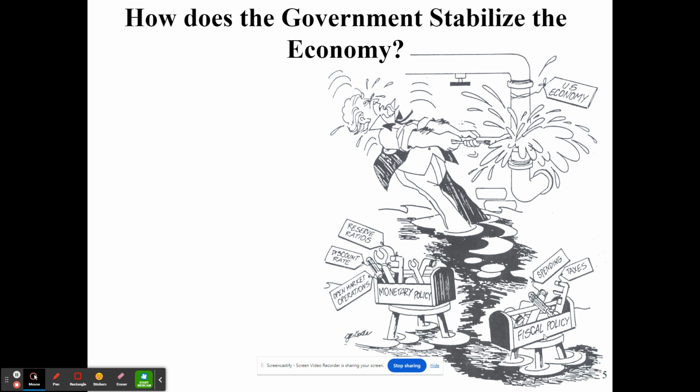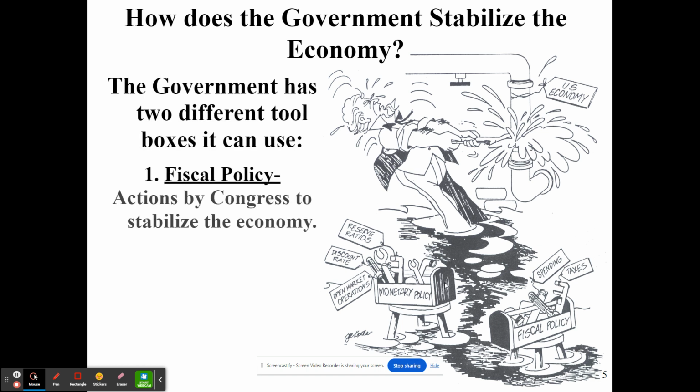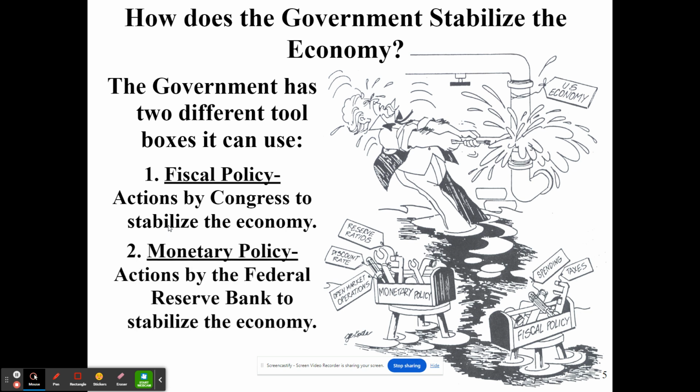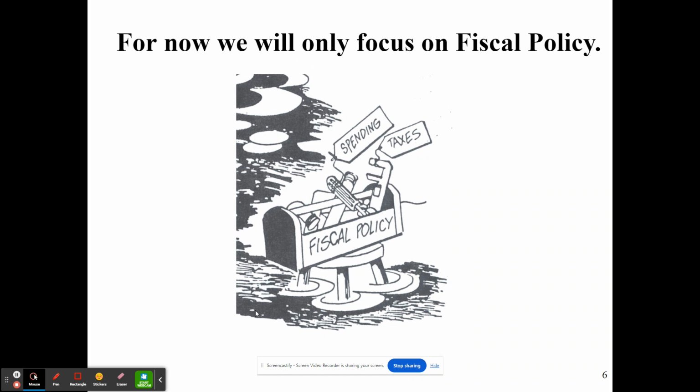This lecture is focusing on fiscal policy. That's what we have in Unit 3. Unit 4, we'll look at monetary policy. So fiscal policy is going to be actions by Congress to stabilize the economy. And by stabilize, I mean fix. So fix unemployment or fix high inflation. Monetary policy is going to be the same thing. It's going to be done by the Fed. No need to get into that description right now. So today we're just focusing in on fiscal policy.